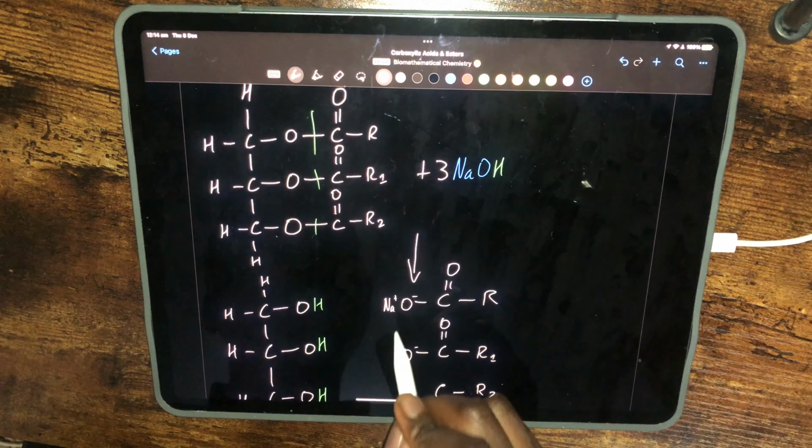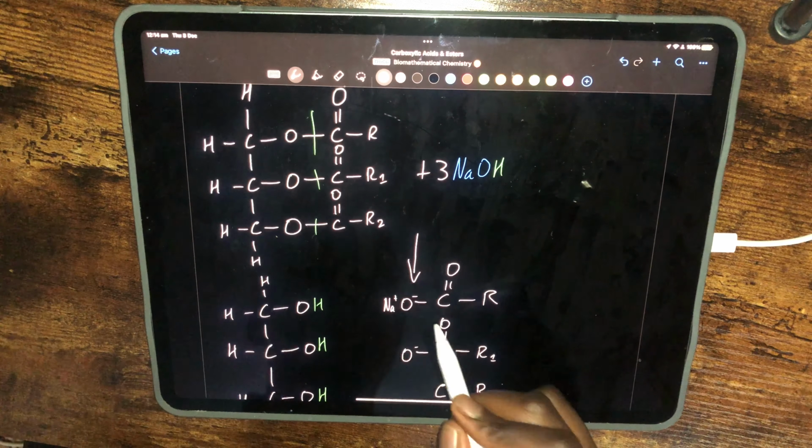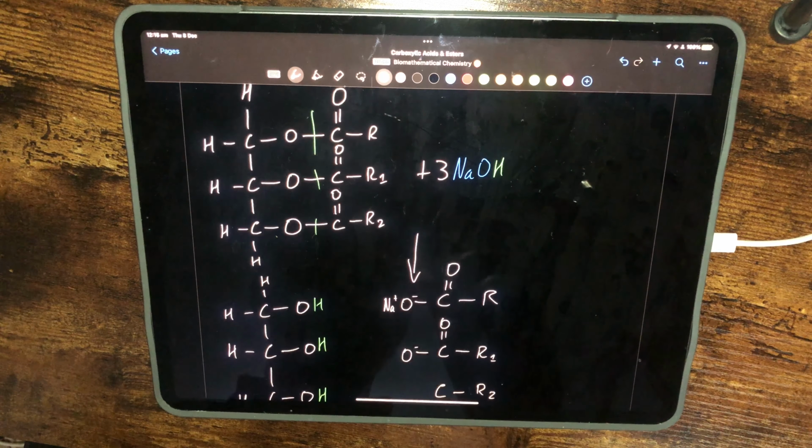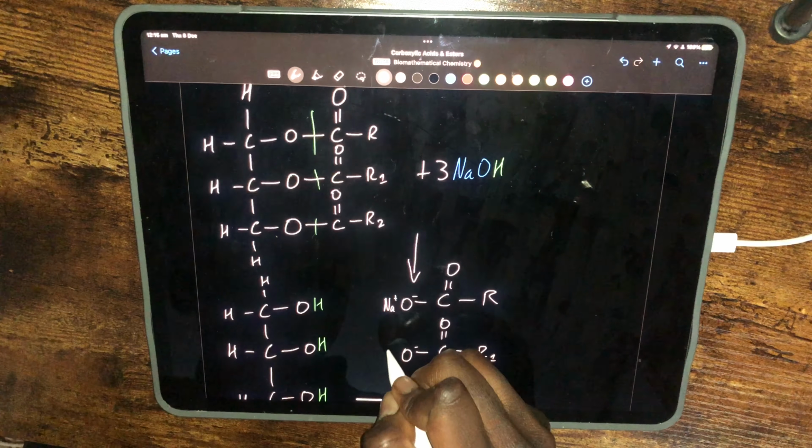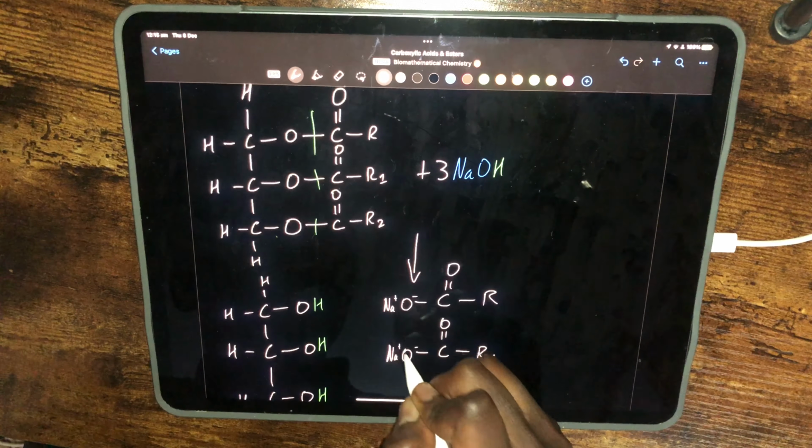But this is a salt. Sorry, my bad. This is a carboxylate. This is a carboxylate salt. Sorry, it's a carboxylate salt that you're forming here. I'm probably confusing some people right now.